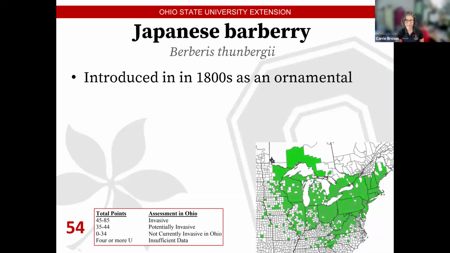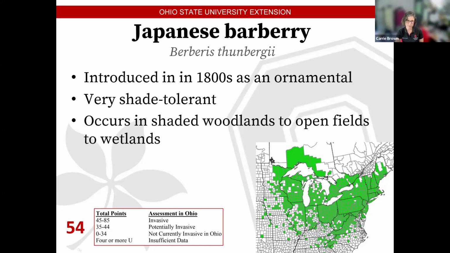All right, next up is Japanese barberry. So this is another one that is not new to the scene, but it is not on the Ohio regulated list, so I wanted to make sure I mention it. If you look at that map there, you're going to see that this is a plant that has really gotten around. It was introduced as an ornamental in the 1800s. It is very shade tolerant, especially for a woody shrub. It occurs in shaded woodlands to open fields to wetlands, so it's very adaptable to different habitats. It has a very dense growth pattern, and we're going to see that that in itself has implications.